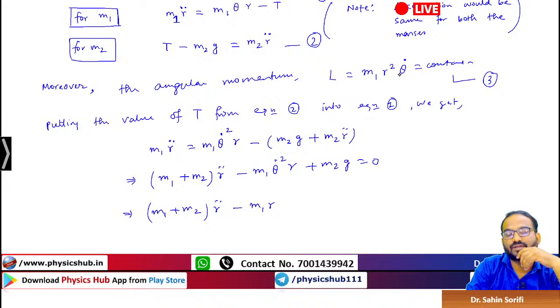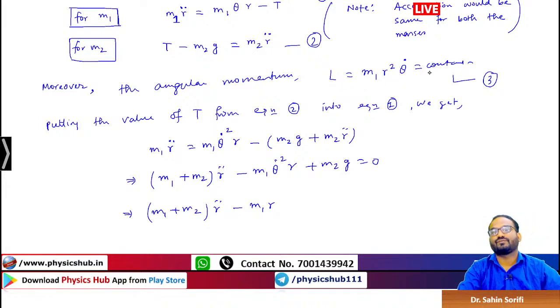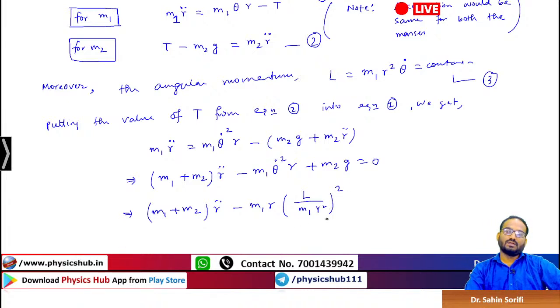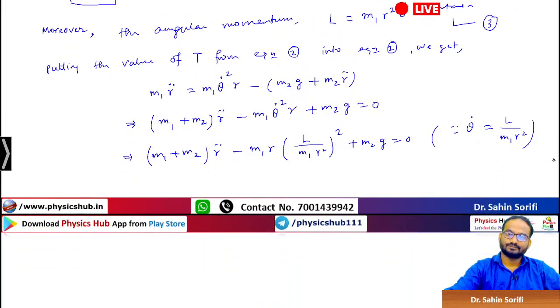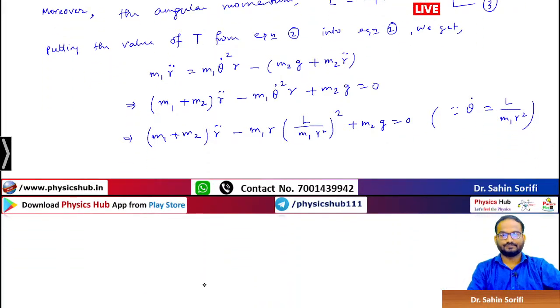We can put the value from here. Theta dot is equal to L by m1 r square, right? From it we can find out the value of theta dot. Theta dot is equal to L by m1 r square. So we have just put the value of theta dot square, plus m2 g is equal to 0, because theta dot equals L by m1 r square. Clear? So this is, let's say, equation 4.